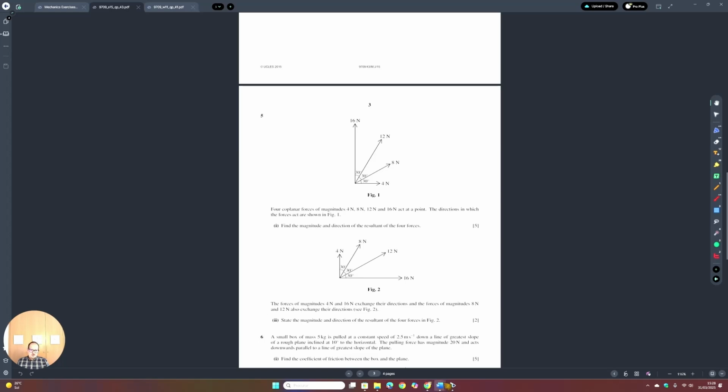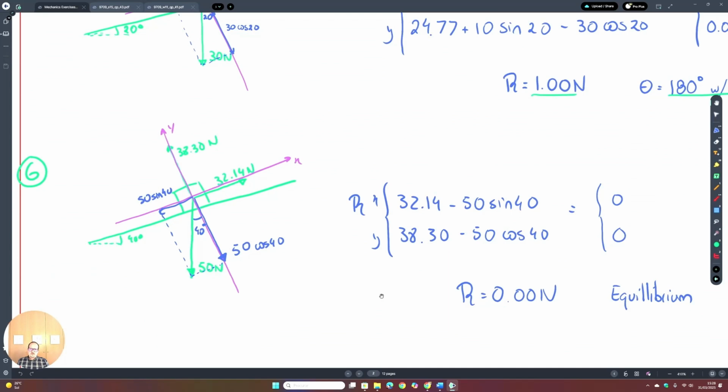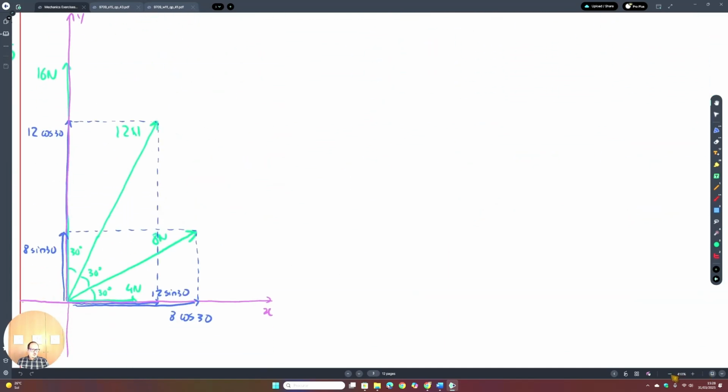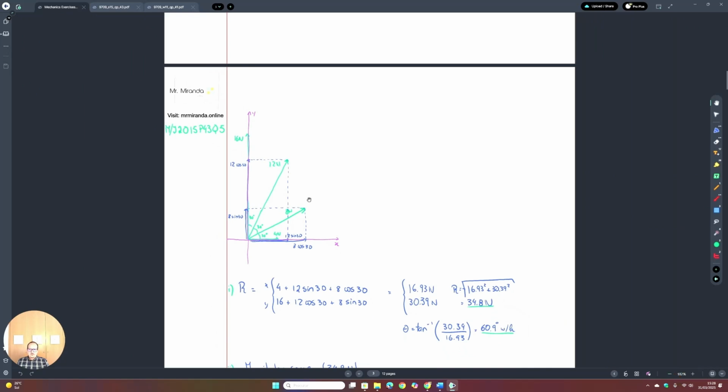All right, so that's what I did already. It's here. Let me put this smaller. All right. So now that you know that you need to decompose the 12 Newton and the 8 Newton force, I'm going to start with the 12.